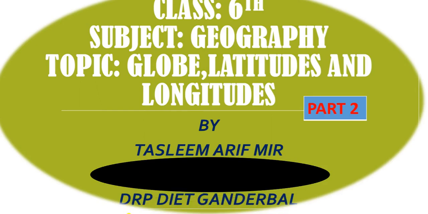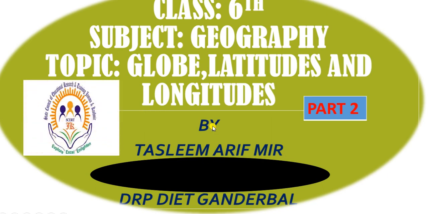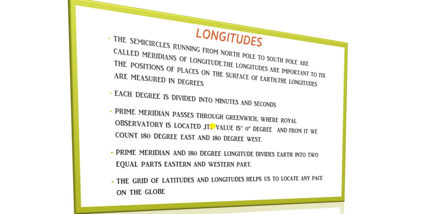This is part two of our presentation, Globe, Latitudes and Longitudes, for class 6, subject Geography. Dear students, let me remind you what we learned in the previous lecture, that is the globe. We must know that a globe is a true model of Earth. Globes are of different sizes, some are small, some are big, and there are balloon-shaped globes as well. And it's this globe which represents all information about Earth, about continents, about different landform features, about oceans, and all that.